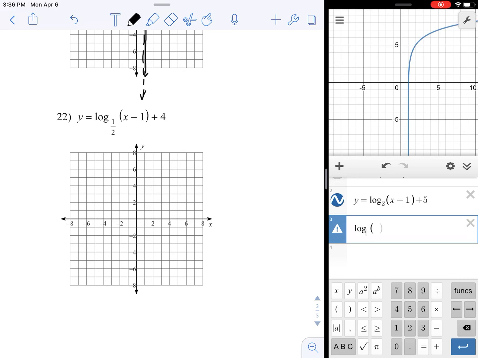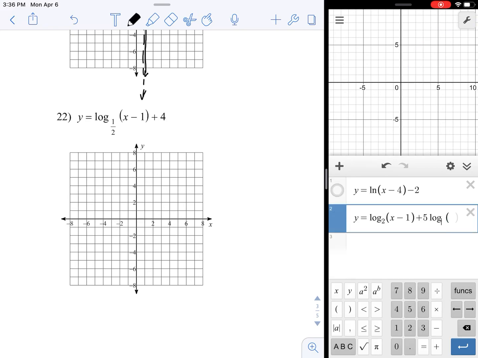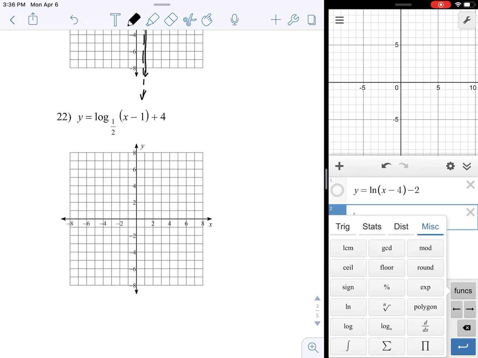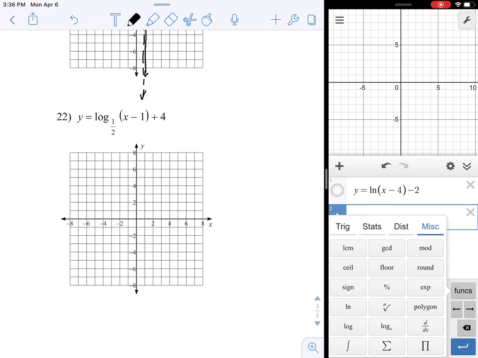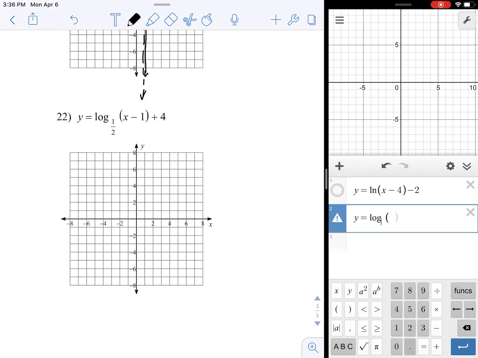If you really want to type in 1 over 2, oh no, parentheses don't work either. I guess you're going to have to do, well, I ruined that. Okay, I guess you're going to have to do the 0.5 decimal. Oh my goodness, I'm doing everything wrong. Start over. Y equals function log a 0.5, x minus 1, plus 4.